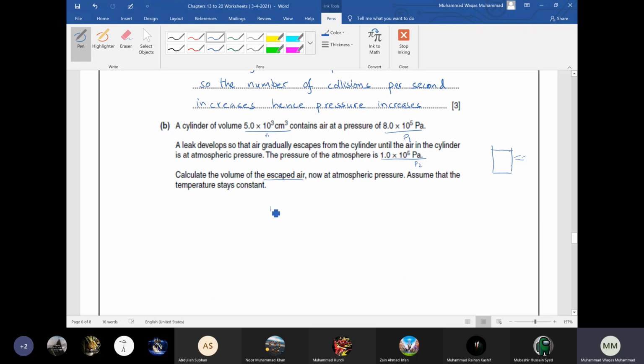Now, beta, we use P1 V1 equals P2 V2, right? When the volume of the air is 5.0 times 10 to the power 3 cubic centimeter, its pressure is 8.0 times 10 to the power 5 Pascal. So we can write P1 V1: 8.0 times 10 to the power 5 Pascal times 5.0 times 10 to the power 3 cubic centimeter equals P2, which is 1.0 times 10 to the power 5 Pascal, times V2. Sorry, no need to write the unit here.